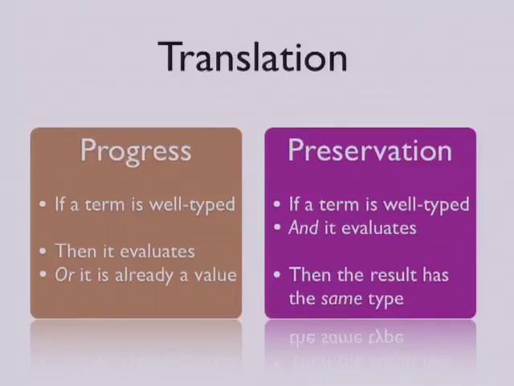So either the runtime system will be able to make some progress in evaluating it, it'll be able to take a step forward, or we've already taken all of the steps we can possibly take, and we're at a primitive value, like an integer literal or a string literal, maybe a lambda. We've gotten as far as we can possibly go. Those are the two options that progress gives us.